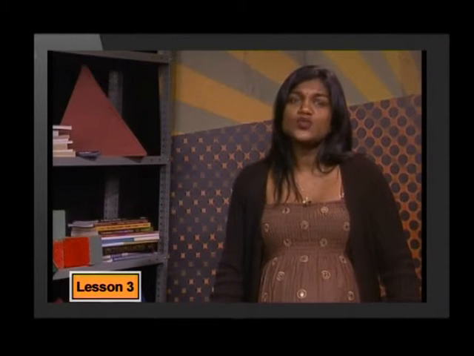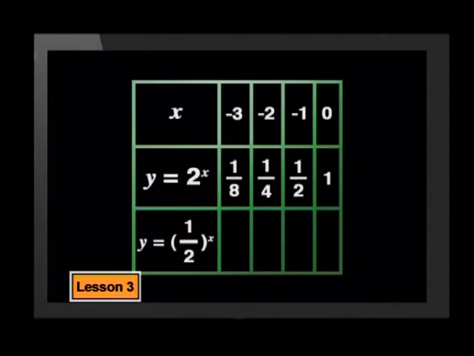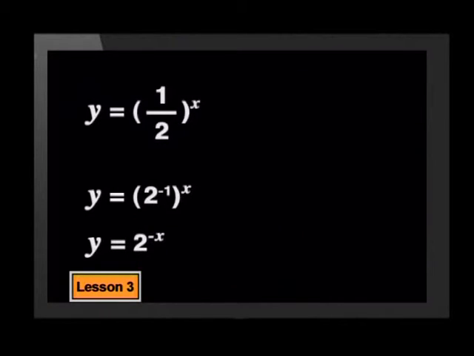To see what happens to this graph, let's work out some values for x and y. If we add them to the table we used for y equals 2 to the x, then we can compare these two functions with each other. For our calculations, it will help to write a half as 2 to the power of negative 1. So we get y equals 2 to the power of negative x.